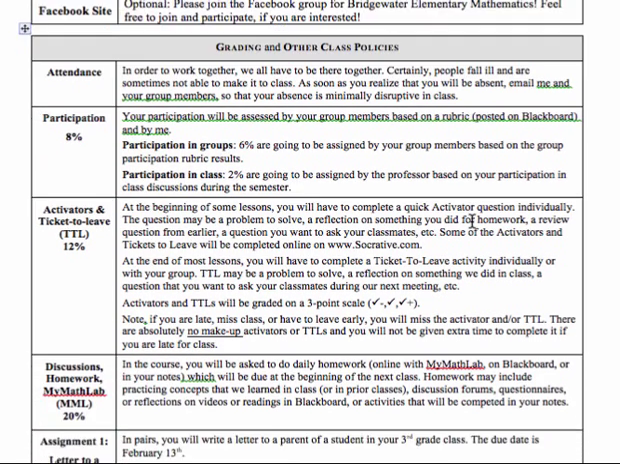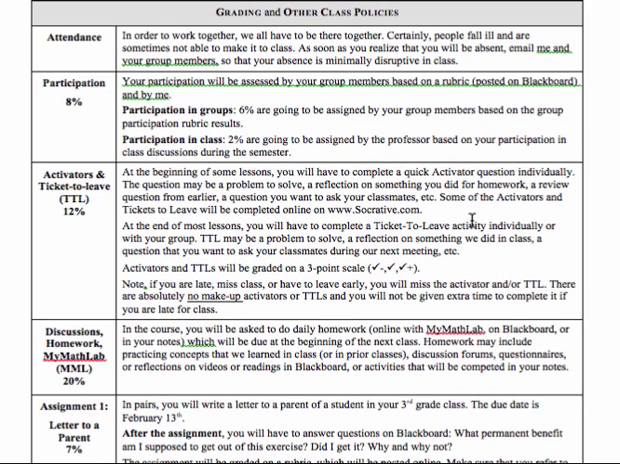On that same page, you'll see some other components, some assignments and tests and homework components for the class. You can take a look through those.